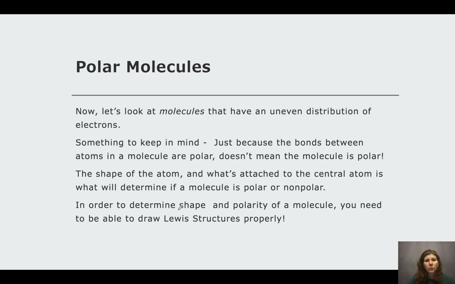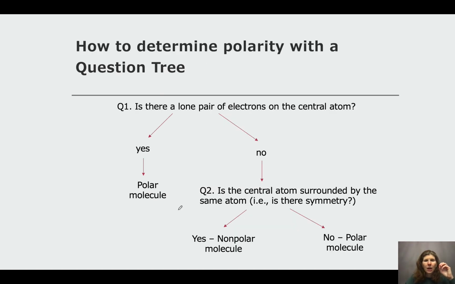Now let's look at polar molecules. Just because this molecule has polar bonds in it does not necessarily mean that it's going to end up being a polar molecule. So you do have to look at some other factors in order to determine the polarity of the molecule and not just look to see if you have polar bonds in there. So once again, in order to determine the polarity of a molecule, the first thing you have to do is draw a proper Lewis structure. And once you have your Lewis structure made, then you can use this little question tree to help you determine the polarity of the molecule. So let's look at a couple of different molecules.